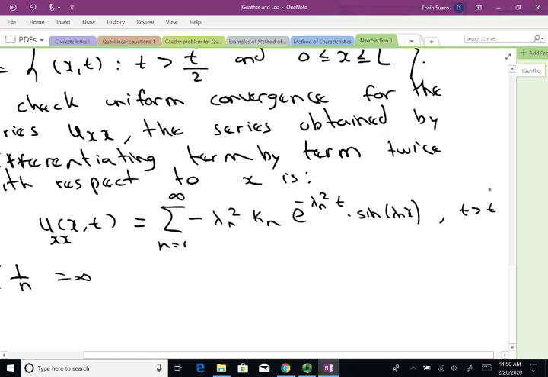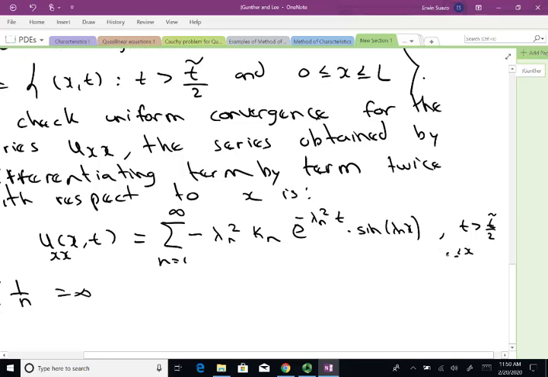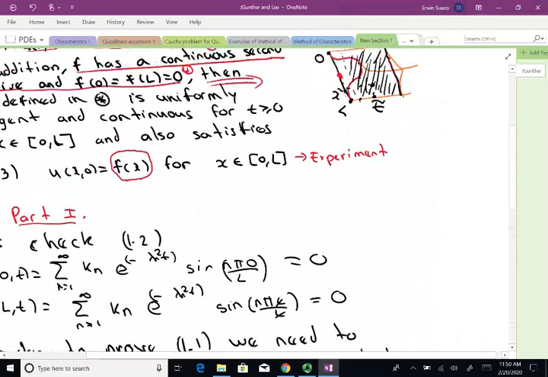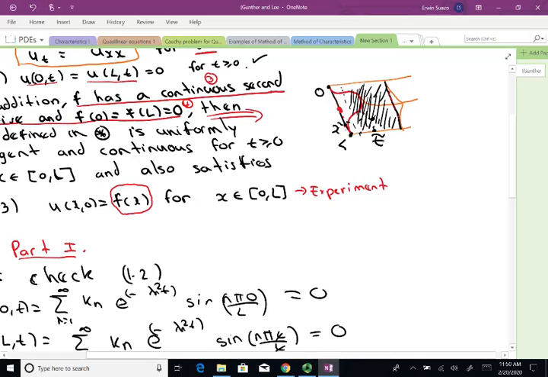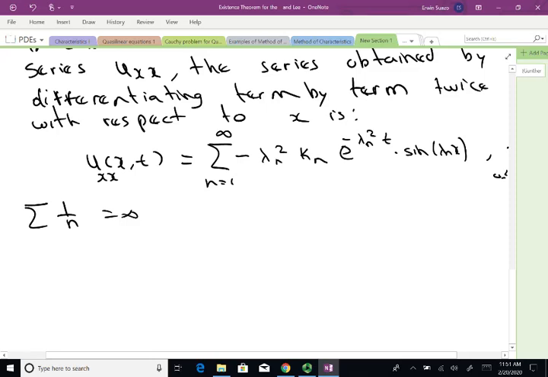Well, in this case, I'm fixing my t, with t bigger than t halves and x between 0 and L. So that's what I have to prove, that this series is well defined on this domain. But since I fixed a point, I'm going to start working with basically calculus 2.